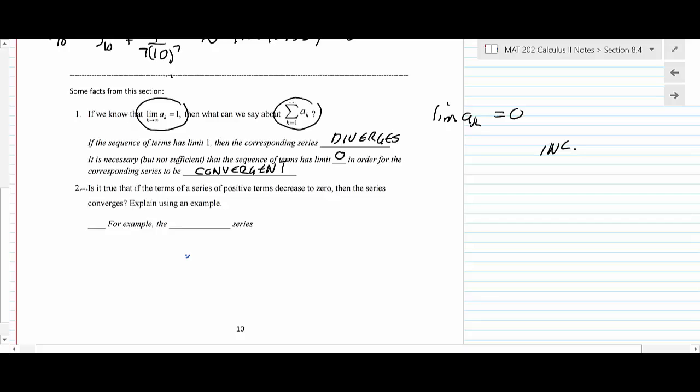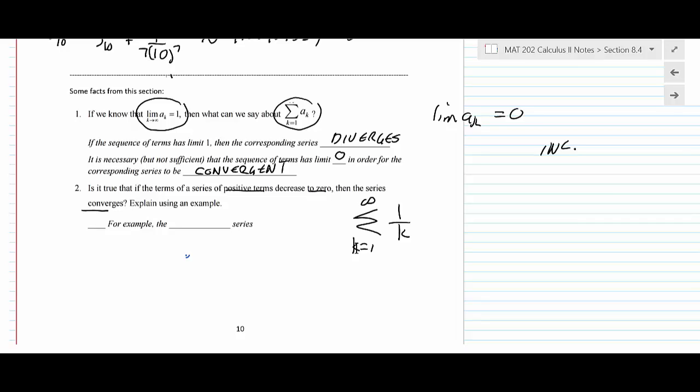Let's see if we know this one. Is it true that if the terms of a series of positive terms decrease to 0, then the series converges? Let's look at an example. Say for instance, you had this right here. We've looked at this before. You're still learning this, so you might not have everything memorized yet. Do you remember what this series, 1 over k, is? We have a special name for this one. That's the harmonic series, right?